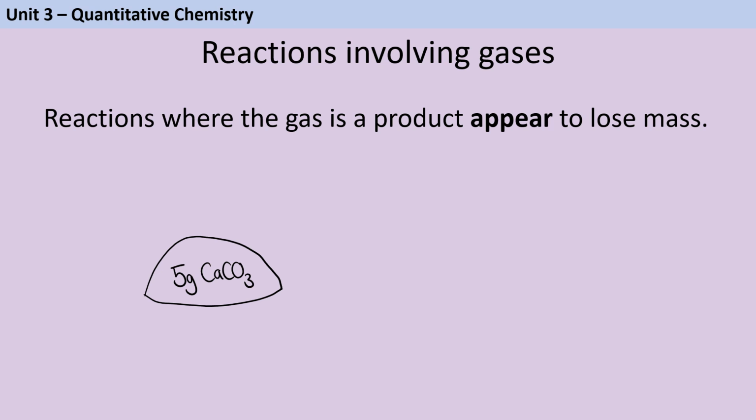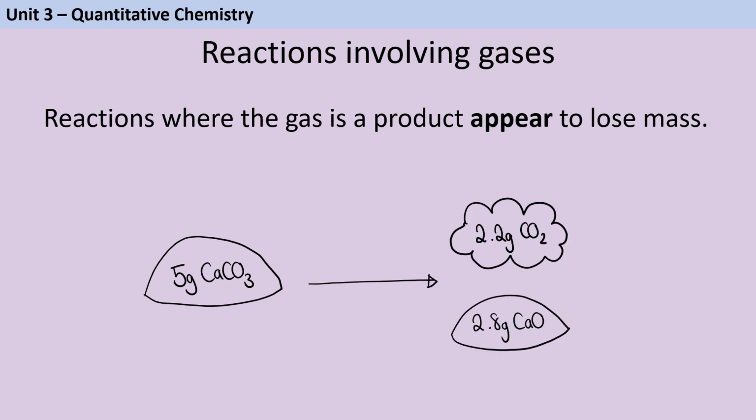This also happens in the opposite direction where a gas is a product. It will appear to lose mass. So say if I take 5 grams of calcium carbonate and I heat it up to a very high temperature so that it thermally decomposes, it will break down to make 2.8 grams of calcium oxide, which is what I'm left with and can weigh, and then 2.2 grams of carbon dioxide. And that carbon dioxide is a gas and it escapes and is released into the atmosphere. So it's no longer pushing down on my balance. So even though the total mass of products is the same, it appears as though my reaction is losing mass.